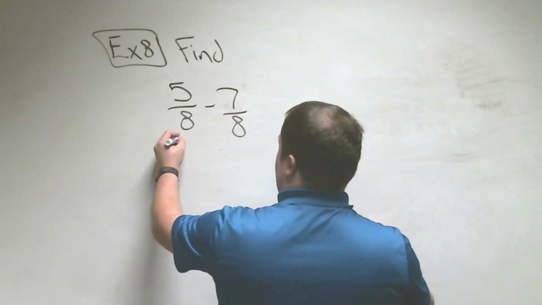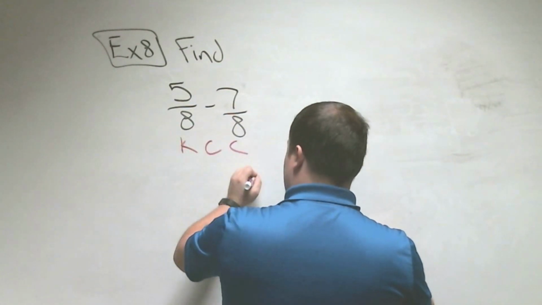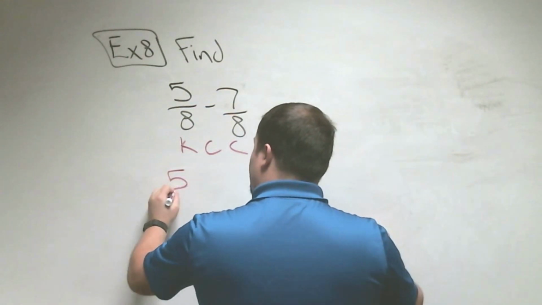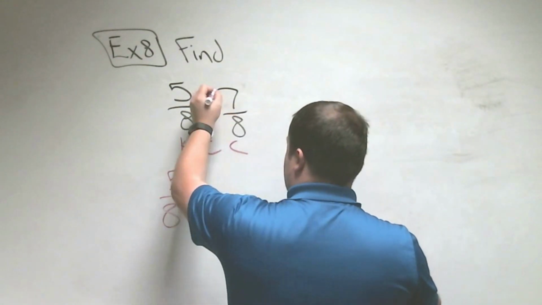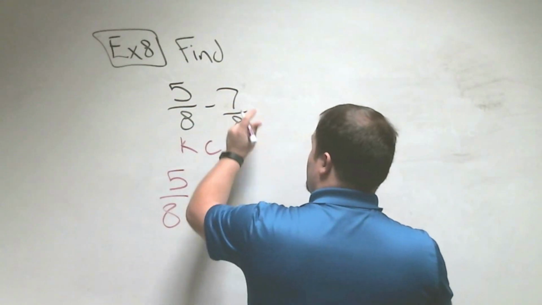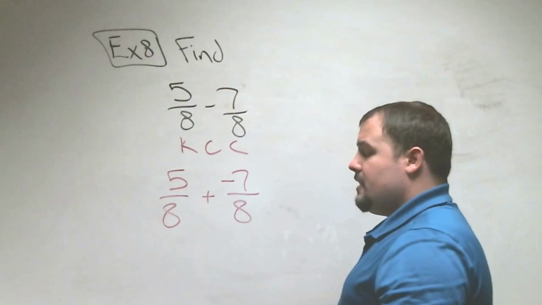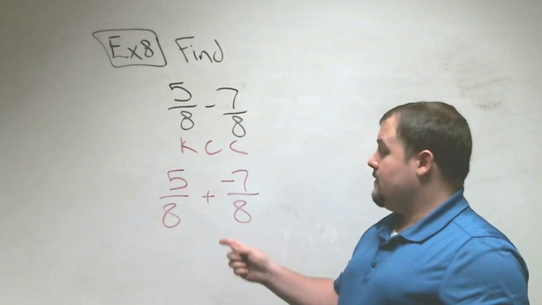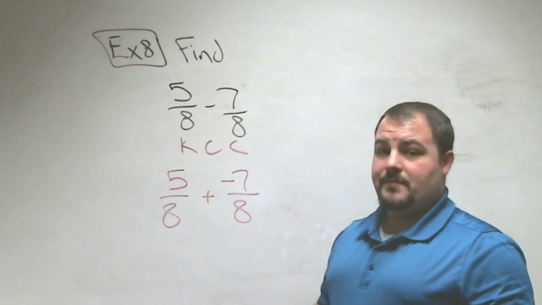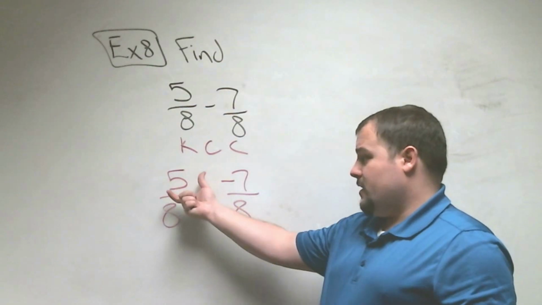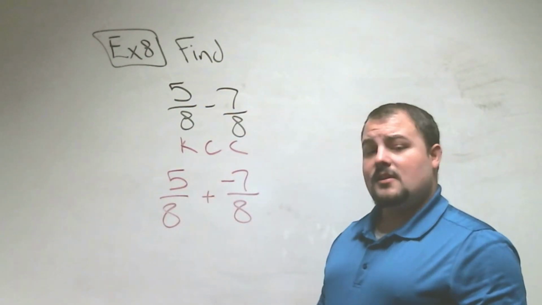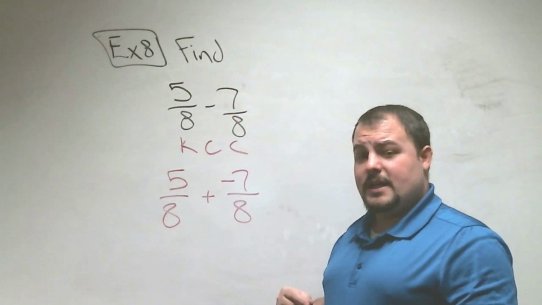Example 8, we're going to find 5/8 take away 7/8. So we do the same thing. We keep, change. If I have 5/8, we keep that, change subtraction to addition, and change 7/8 to negative 7/8. All right, so here I have 5 plus negative 7. Looking at this, I have 5 positives, I have 7 negatives. I have more negatives than I do positives.